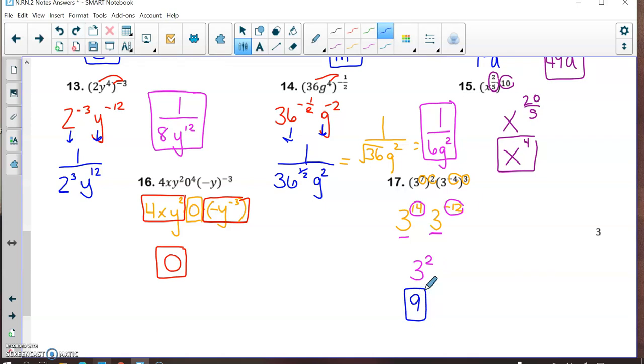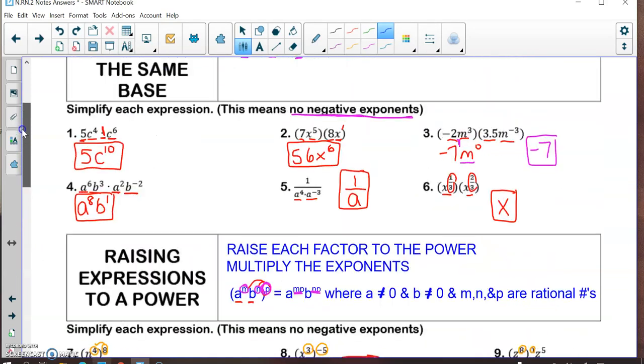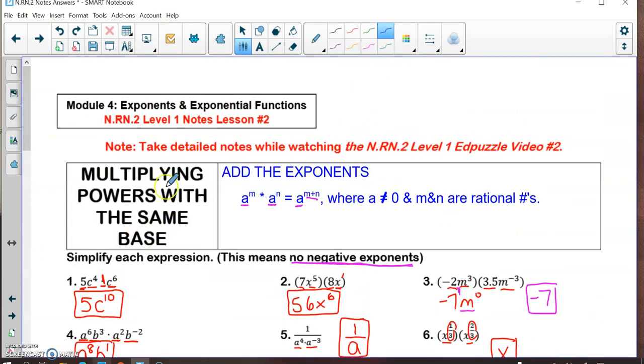All right, that brings us to the end of lesson 2. You will need to move on to lesson 3, which now we're going to be dividing powers with the same base.